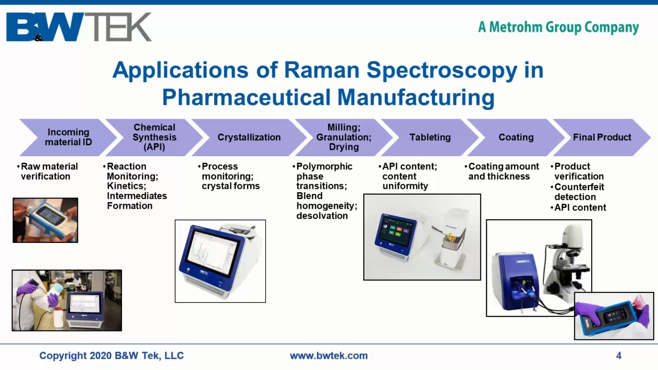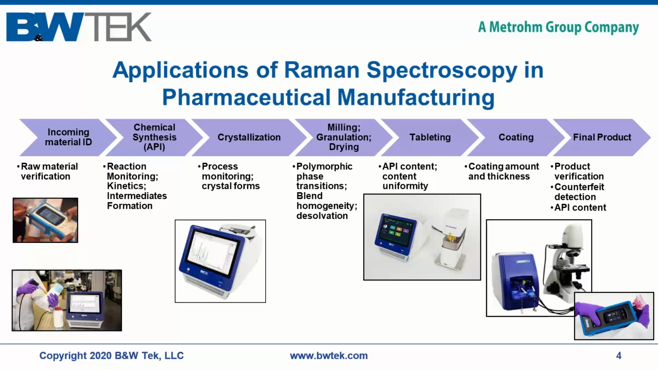As we look across the manufacturing process, yes, raw material identification can be done, but with Raman spectroscopy, we can also apply this to chemical syntheses and crystallization processes. These are fiber optically based systems. They can be interfaced into processes to follow the process in real time and get information on the chemical transitions and changes. This applies as well to the dry processes, to milling, granulation, and drying.